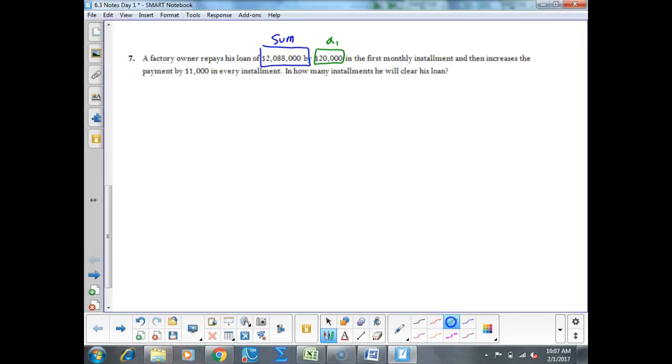What's 1,000 then? It's what? It's your difference. It's your d. It's what the payments are going up by.